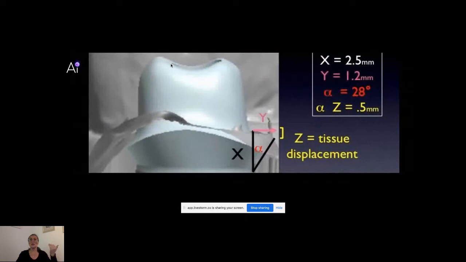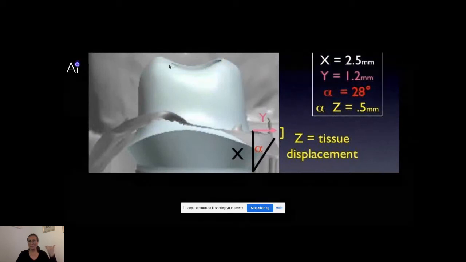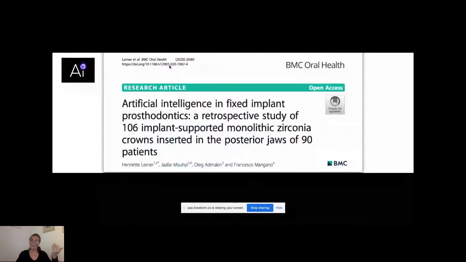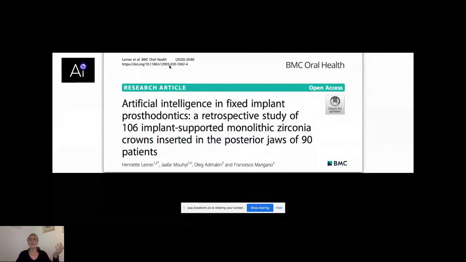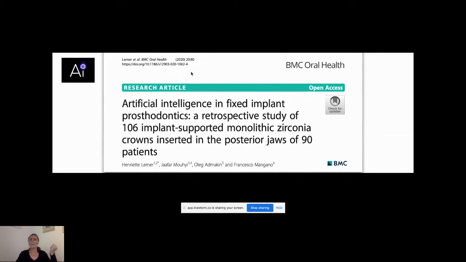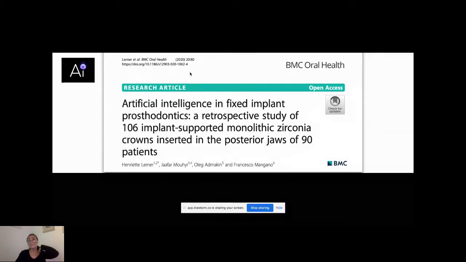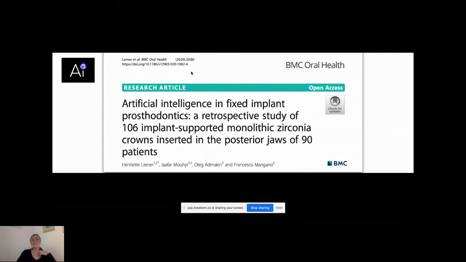Now we use the features of the planning technologies to place and trace the margin of the abutment by recognizing and being able to measure the soft tissue thickness. So we can do that. We did a study on intraoral scanner technologies with Francesco Mangano and Jafar Mouhi, which was published shortly in BMC Oral Health, highlighting the features of artificial intelligence in fixed reconstruction.